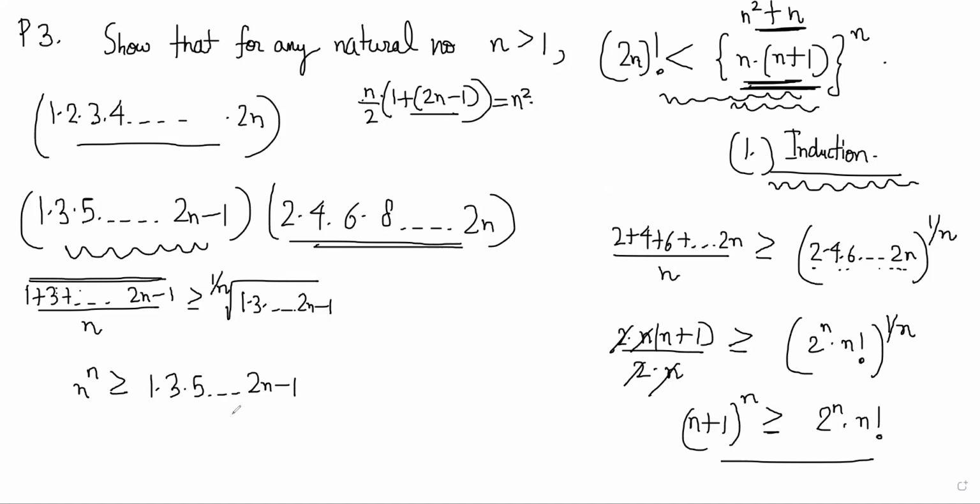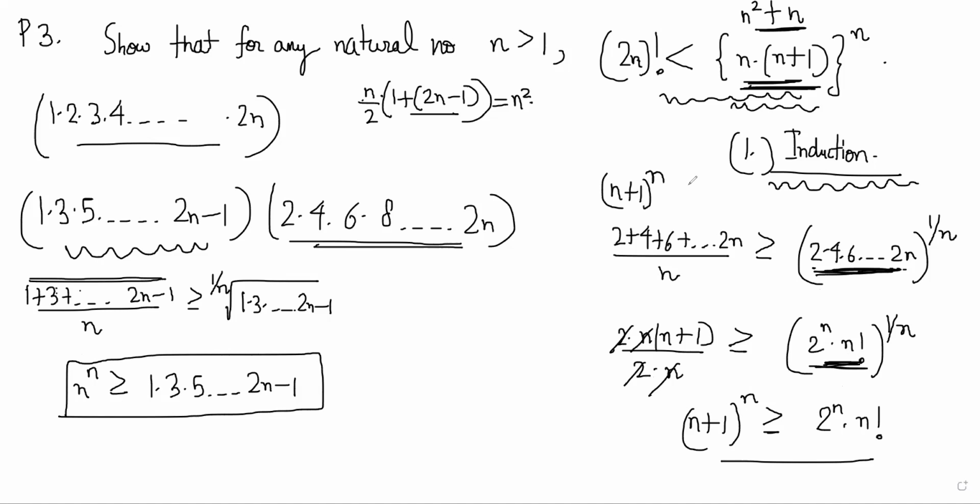Yeah, so here we are getting this, and here actually I should not have written it like this. It is better to keep writing it like this only. Here we are getting n plus 1 power n is greater than or equal to this, right? Yeah, so now multiplying, you will get n into n plus 1 whole power n is greater than or equal to multiplying this to this becomes 2n factorial, right? Yeah.